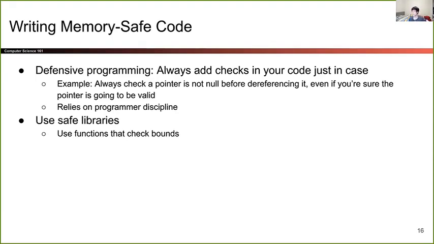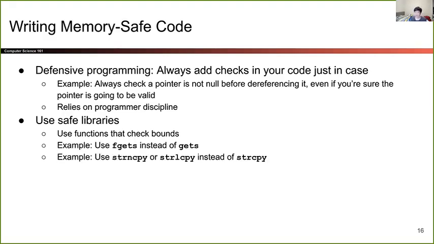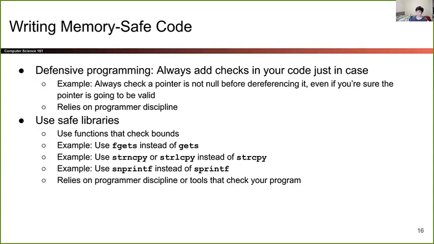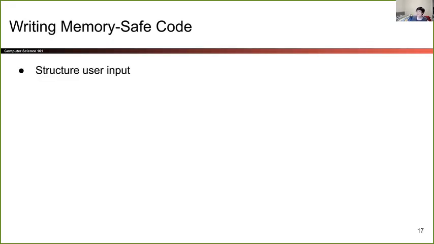And in the C standard library, we talked about a couple of functions that are already safe. For example, using fgets instead of gets, using strncpy or strlcpy instead of just strcpy, and using snprintf instead of sprintf. Again, these are all functions whose man pages you can look up on your own. We're not too concerned with having you produce memory safe code as part of this class, but it's something that you need to know because it's important. This also relies on programmer discipline, or it relies on tools that check your program. So that's what we're going to get into next.